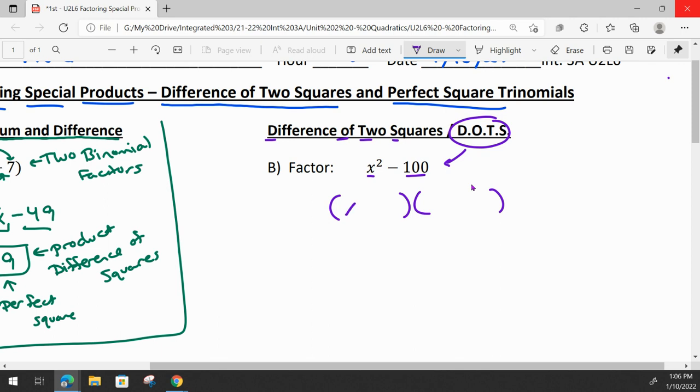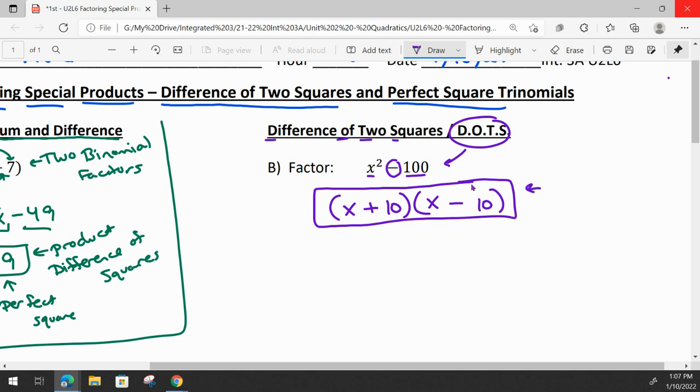So the x squared factors into x and x. Your 100, if you take the square root of 100, you get 10. In order to get a negative 100, one of these has to be a plus, one of these has to be a minus. It doesn't matter which one. You can have a minus first, then a plus, or a plus, then a minus, as long as the signs are different. All right, so now we have a sum and a difference, and these are your binomial factors.